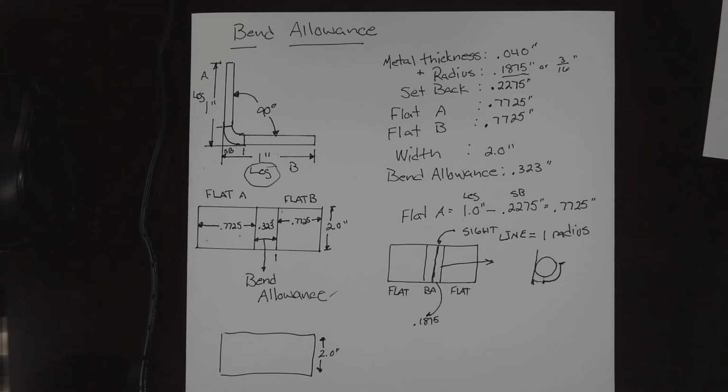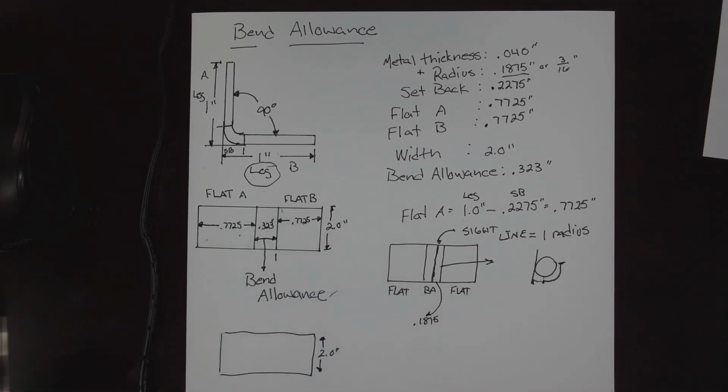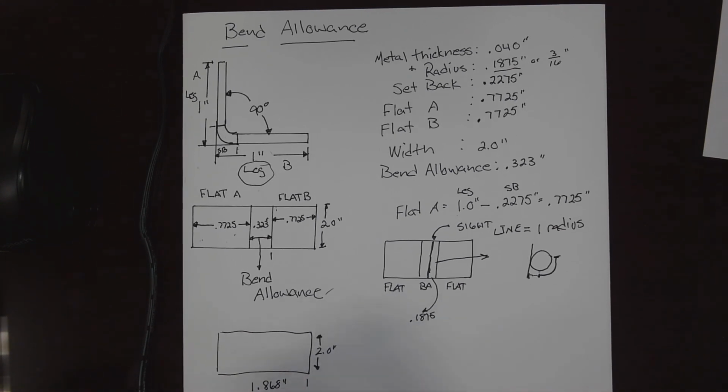Well, I'll take flat A, 0.7725, plus flat B, 0.7725. Then I'm going to add that bend allowance, 0.323. And by golly, we've got our total length of our layout, which is 1.868 inches. So to make this project, we would cut a piece of metal out to that length.